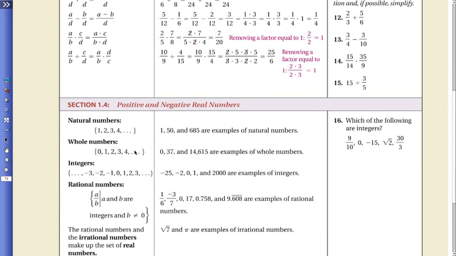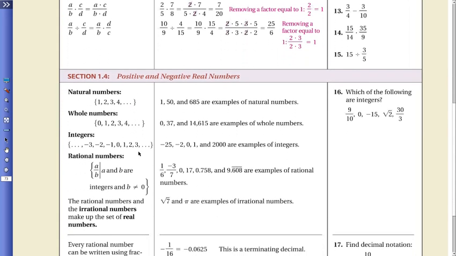Section 4 is about positive and negative real numbers. They define our number sets, which is important because we bring them back when we're talking about exponents and in different chapters in this course. You're going to need to know what integers are and those kinds of things, because they're going to use that in definitions. So the natural numbers, where they start here, are our counting numbers.